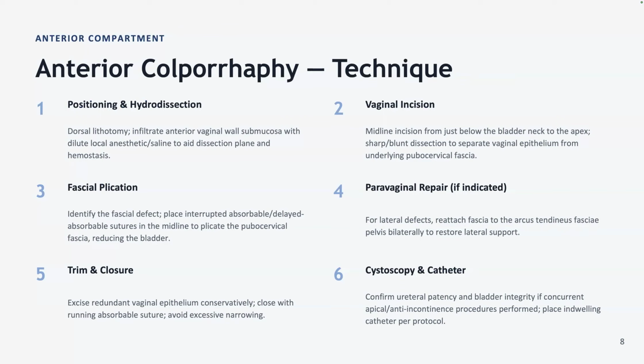Then fascial plication: identify the fascial defect and place interrupted delayed-absorbable sutures in the midline to plicate the pubocervical fascia, reducing the bladder. Then paravaginal repair is needed for lateral defects: reattach the fascia to the arcus tendineus fascia bilaterally to restore the lateral support. Then excise the redundant vaginal epithelium conservatively and close with a running absorbable suture, avoiding excessive narrowing.